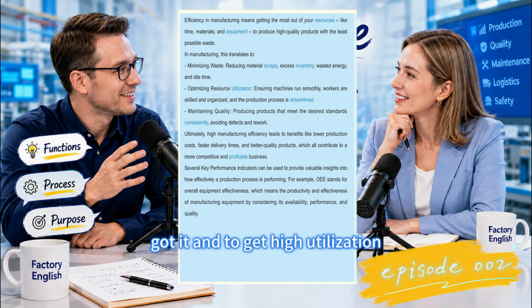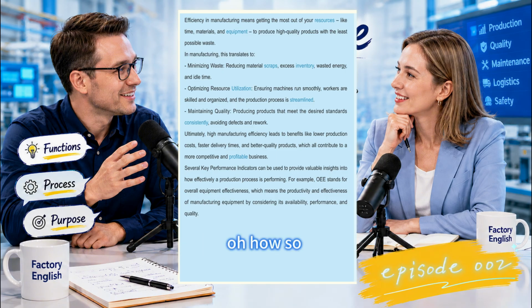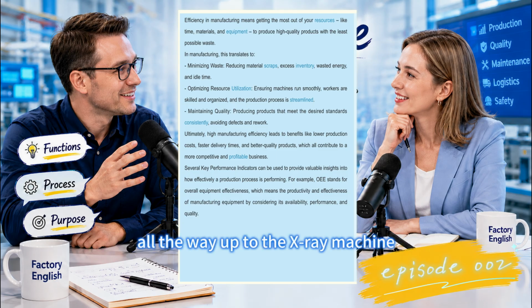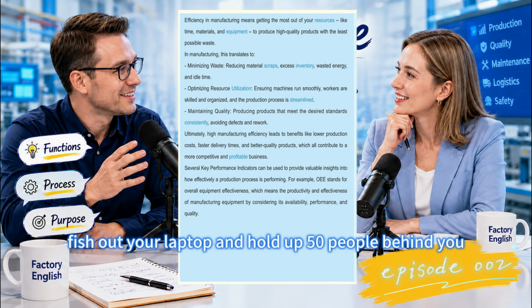Got it. And to get high utilization, it says machines need to run smoothly, meaning they don't break down, and the process needs to be streamlined. Yes. Streamlined is a fantastic word to use at work. It means making a process simpler and faster by stripping away unnecessary steps. It reminds me of an airport security line. Oh, how so? Well, an unstreamlined system is when you walk all the way up to the X-ray machine, then you stop, and then you take your shoes off, fish out your laptop, and hold up 50 people behind you.